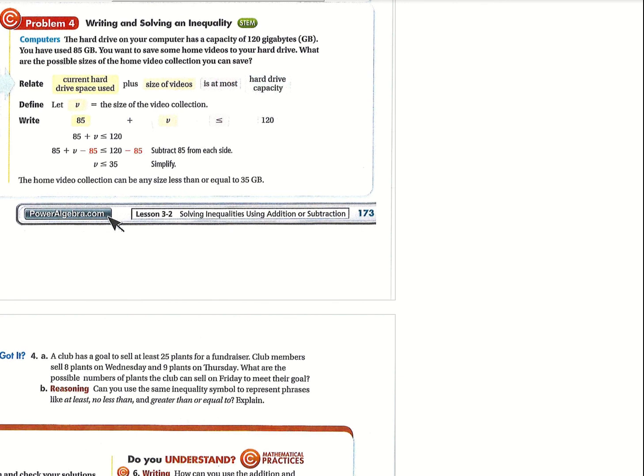This one's about computers. It says the hard drive on your computer has a capacity of 120 gigabytes. You have used 85 gigabytes. You want to save some home videos to your hard drive. What are the possible sizes of the home video collection you can save? Once again, it's just the same as if you were doing a word problem that was an equation, but now there's going to be a greater than or a less than factor to it.